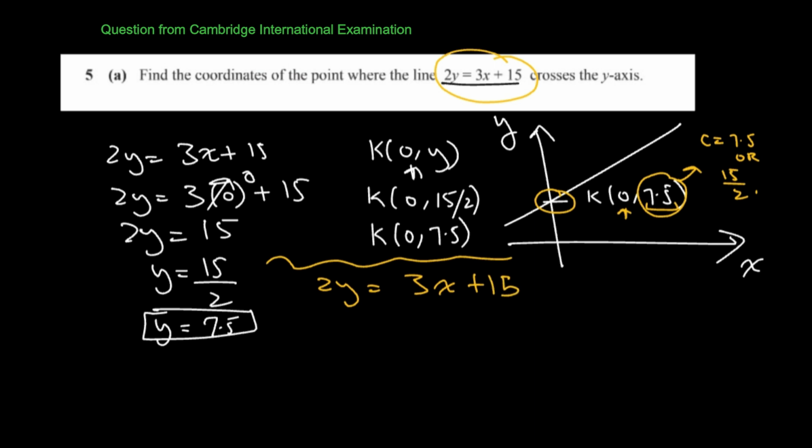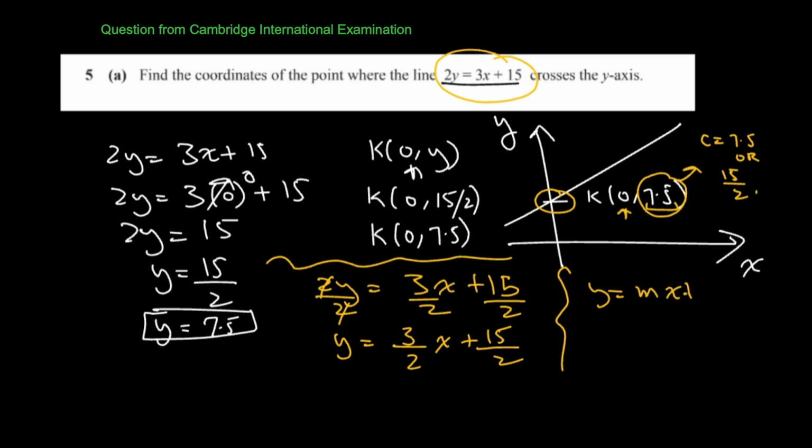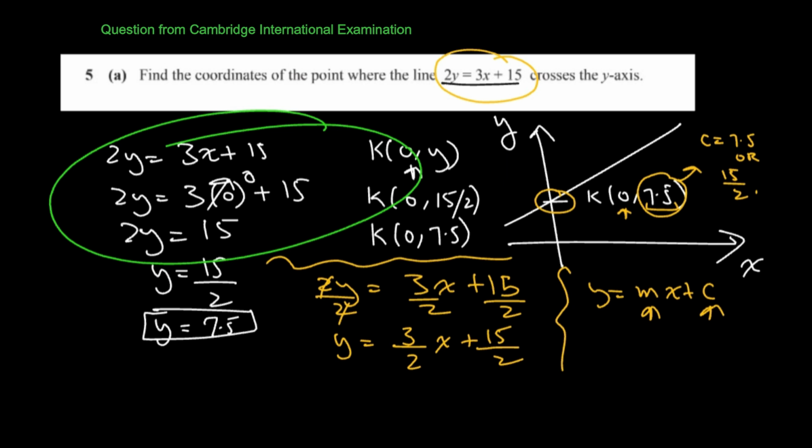And to convert this in the form y equals mx plus c, we will divide the equation by 2. So y equals 3 over 2 x plus 15 over 2. Since y equals mx plus c, m equals 3 over 2 and c equals 15 over 2. So instead of substituting x equals 0 and then finding the value of y, we could have just rearranged the equation in the form y equals mx plus c, which would eventually give us the y-intercept and the coordinates of K. The coordinates of K are 0, 15 over 2.